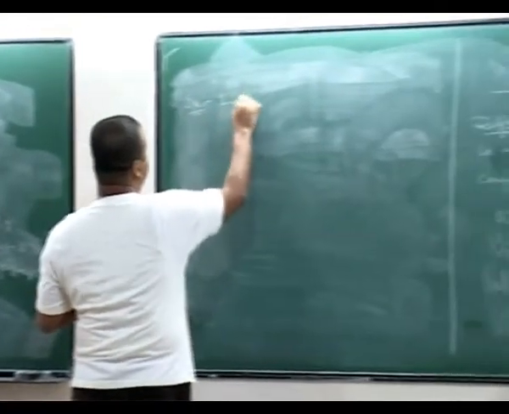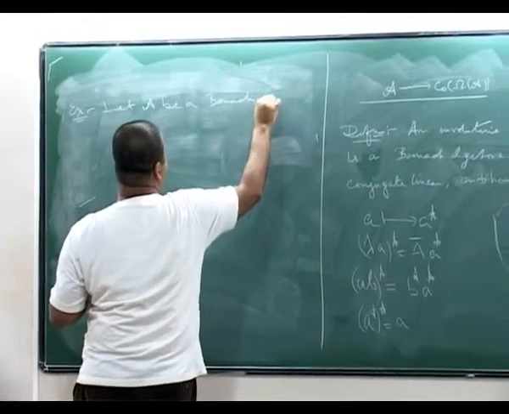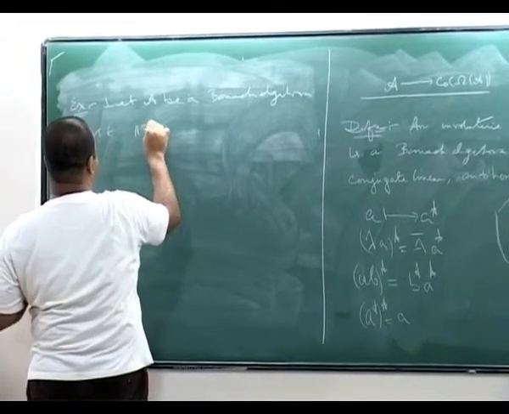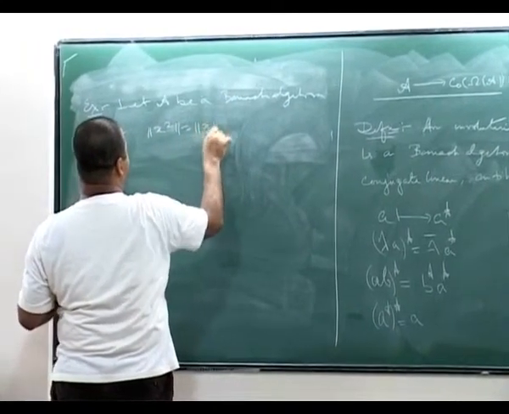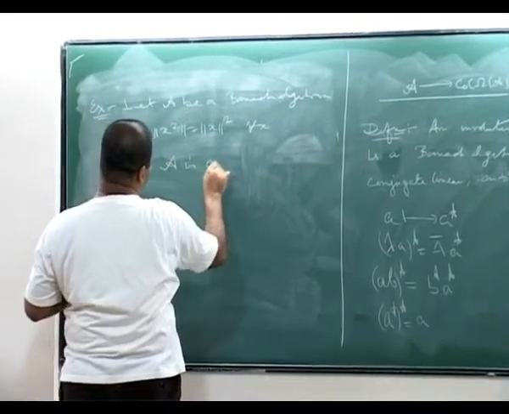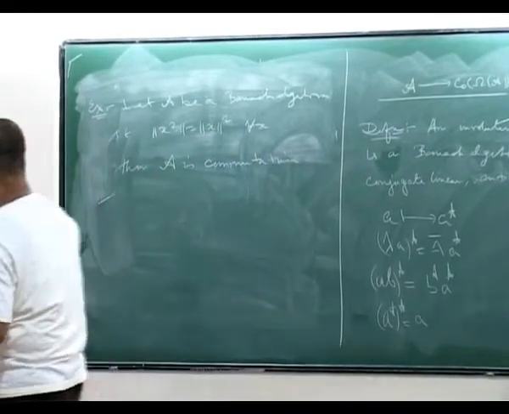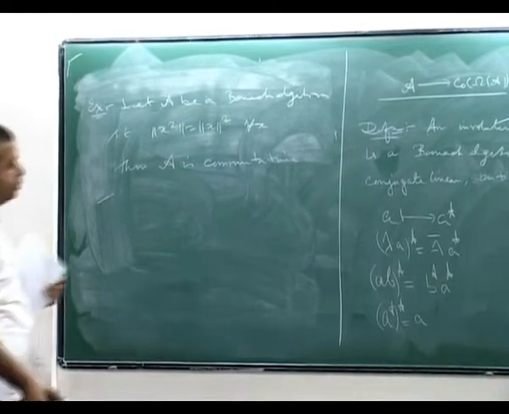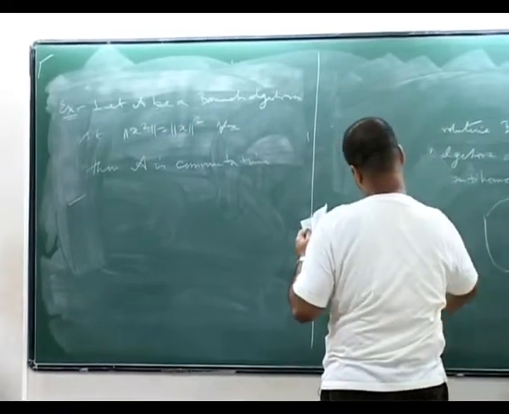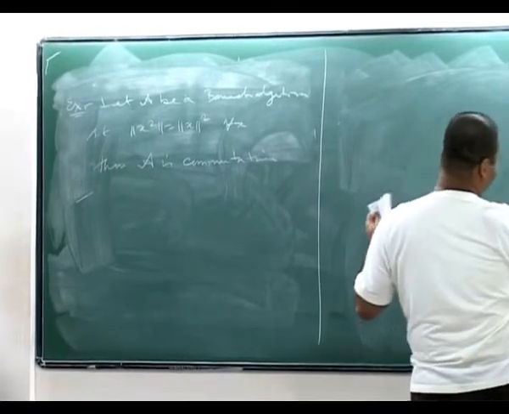And of course, an exercise: let A be a Banach algebra such that norm x square is norm x squared for all x. Then A is commutative. All these exercises are routine actually, so you can do whatever you like.